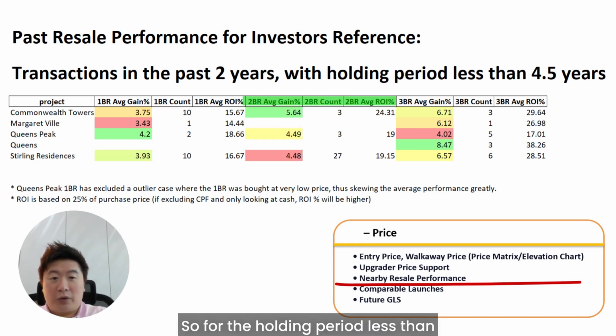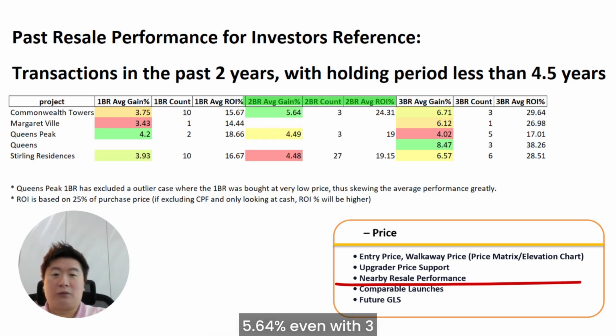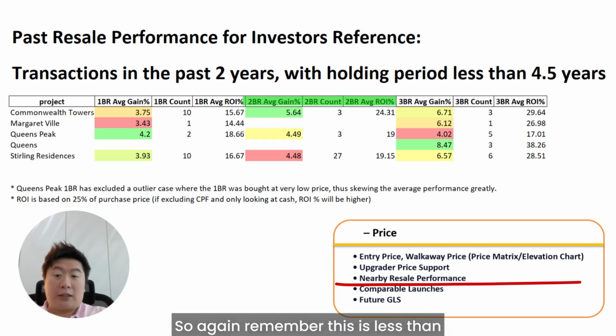So for the holding period less than 4.5 years, you'll see that even though Sterling Residences has a very high number of transactions, being the newest project here, Commonwealth Towers actually still takes the cake. That's 5.64%, even with only three transactions. So yeah, ROI is actually very decent. 24.31 is definitely higher than the 1 bedroom, and you'll see that it will be higher for the three bedrooms as well. So again, remember this is less than 4.5 years.